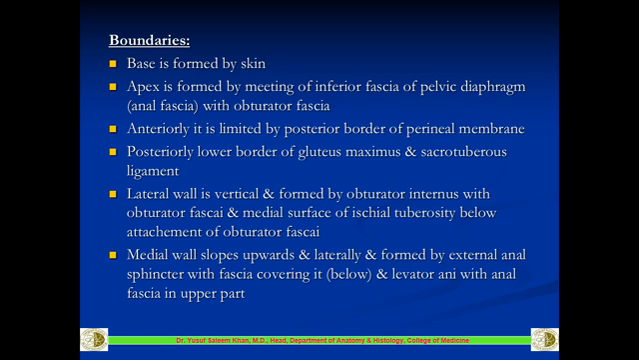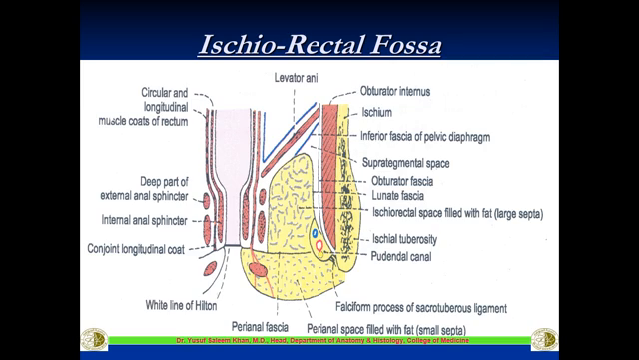The medial wall slopes upwards and laterally and is formed by the external anal sphincter. Here there are sphincters around the anal canal. This is called the internal anal sphincter, and here is the external anal sphincter. The external anal sphincter is divided into three parts: the deep part, then the superficial part, and then the subcutaneous part, because it is just deep to the skin. This is the subcutaneous part, this is the superficial part, and this is the deep part of the external anal sphincter.